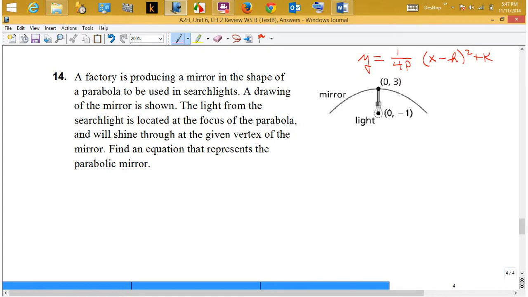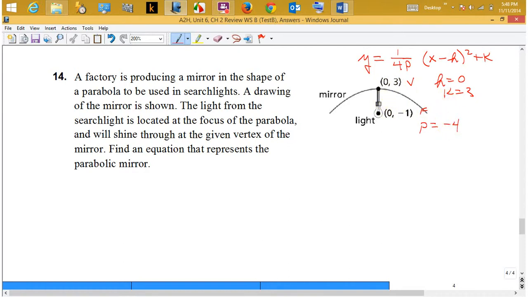It gives us the vertex is at 0, 3. So h is equal to 0 and k is equal to 3. Okay, so we know that much. Now let's find the value of p. It says a light from the searchlight is located at the focus. So the 0, -1, this is the focus right here, and here's the vertex. So what we see is that the focus is 4 down from the vertex, right? So p is equal to negative 4.